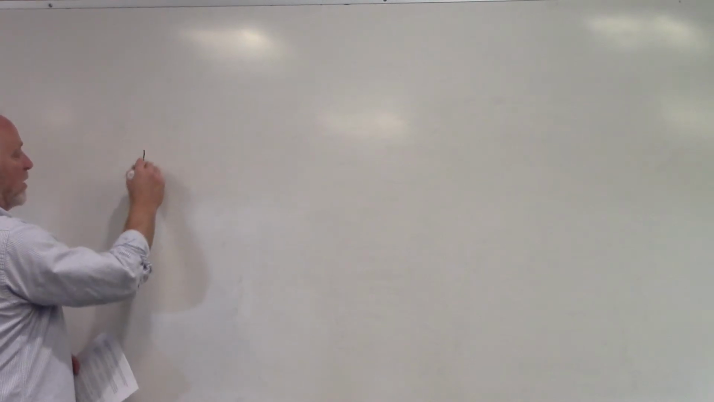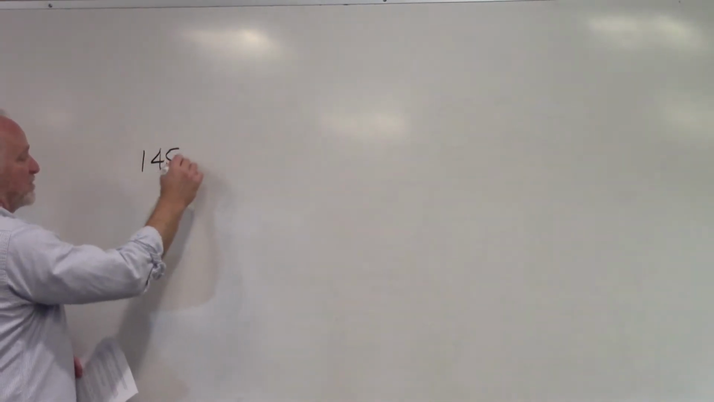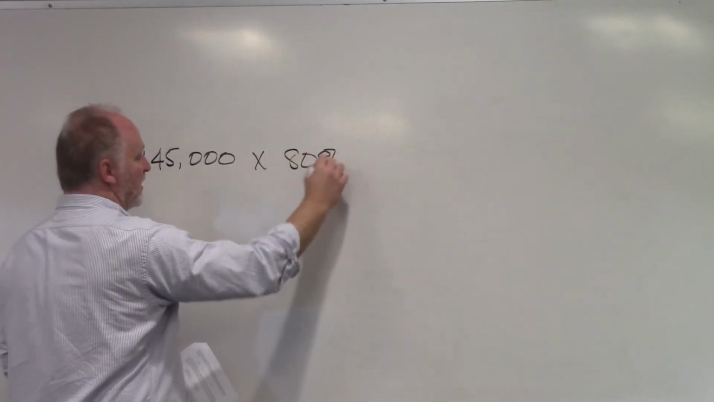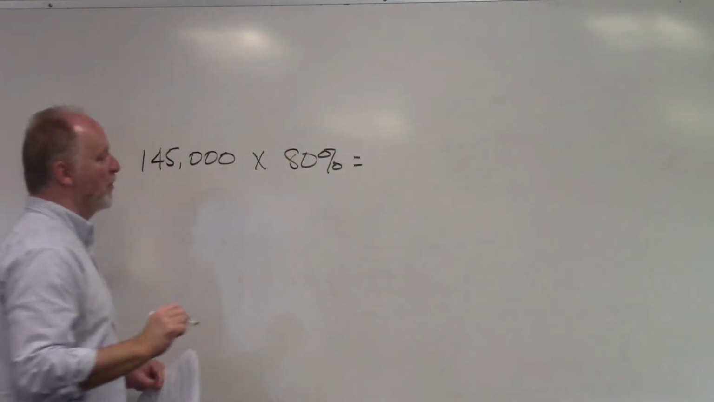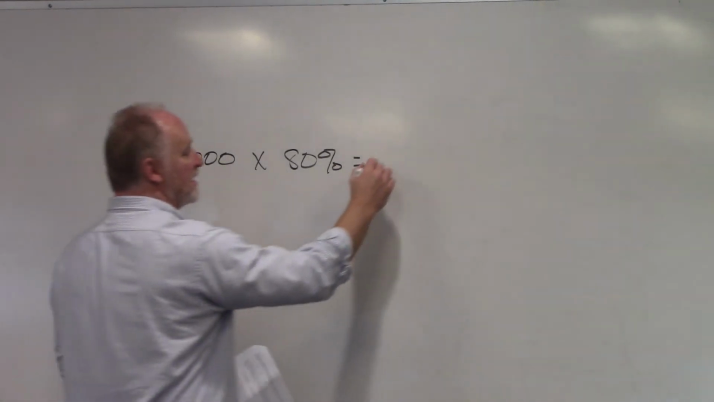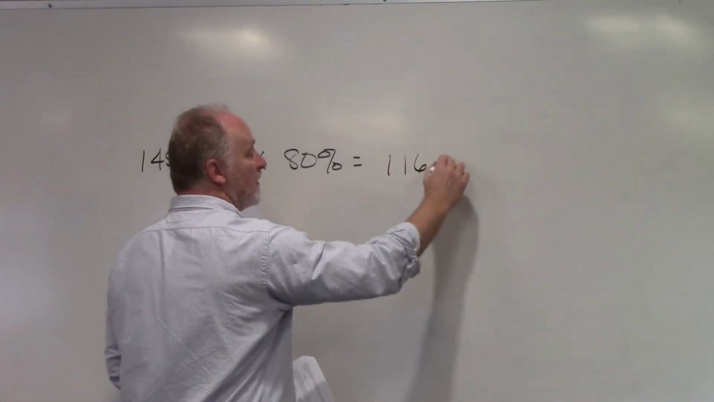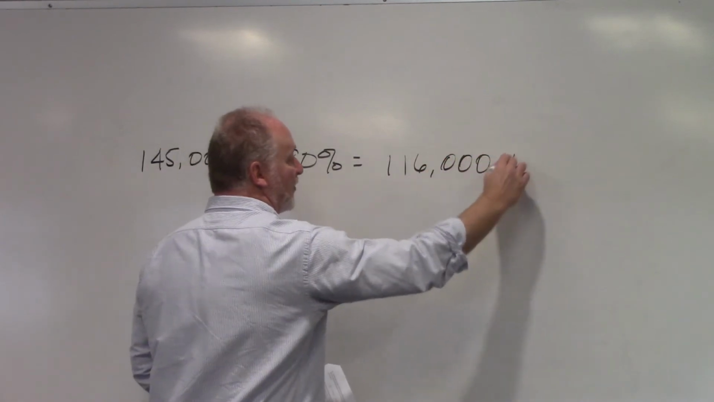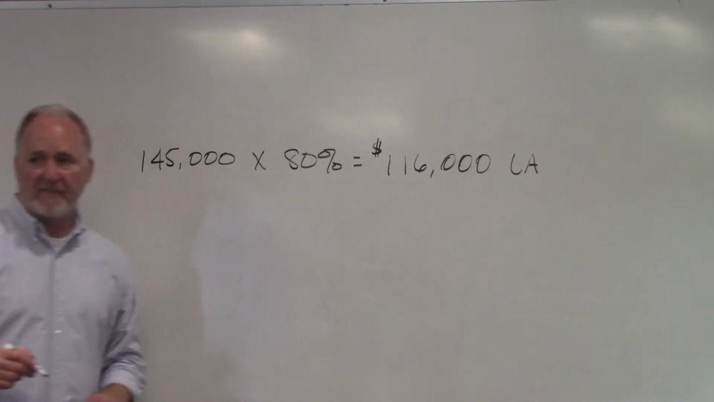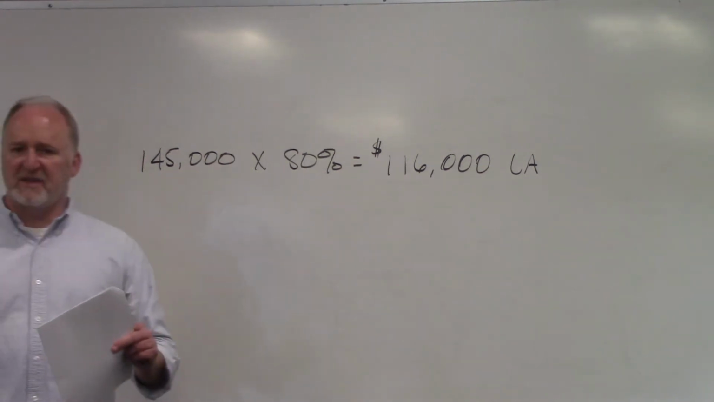So $145, in this case, is lower, times 80% loan to value. Give me some help on the loan amount, please. 116. 116, even? Yes. So the loan amount is $116,000. Feel good about that? Okay. So now let's start dealing with this other stuff.